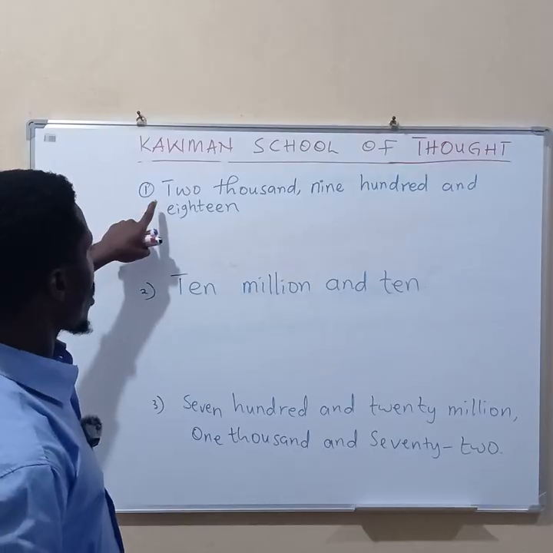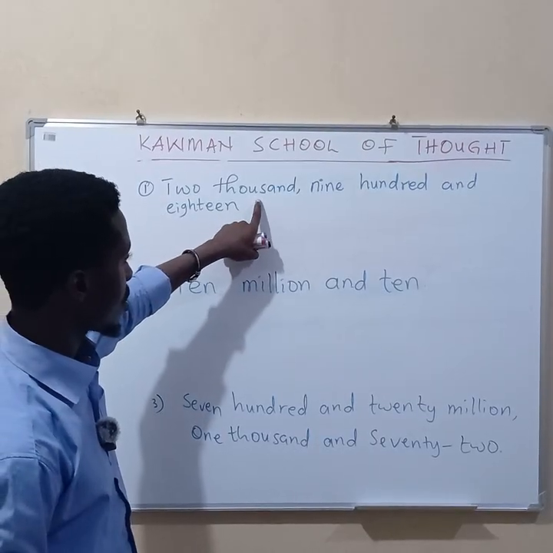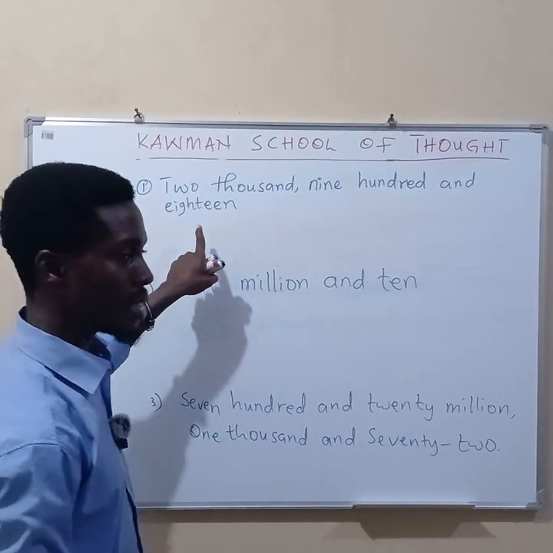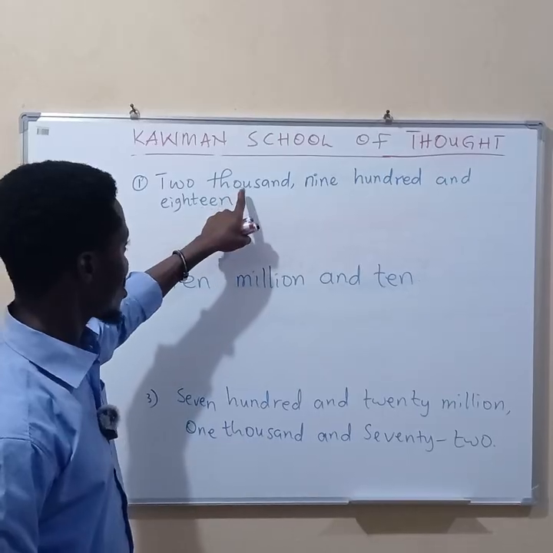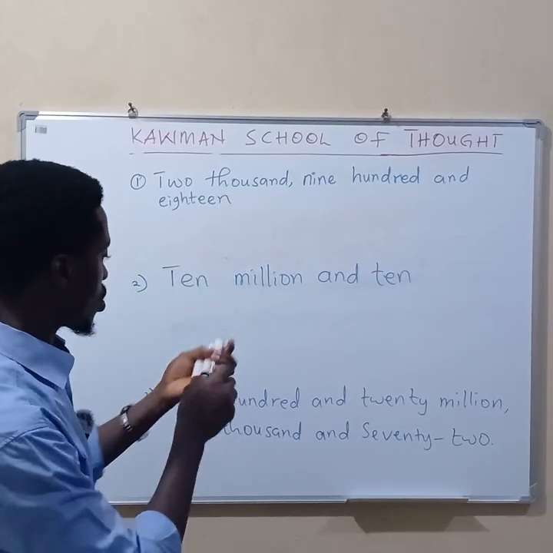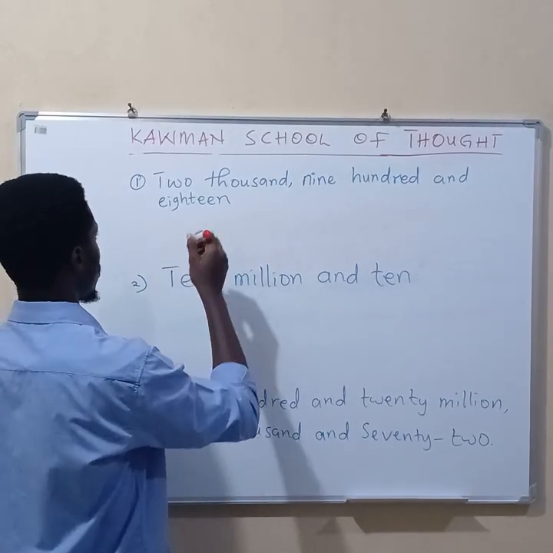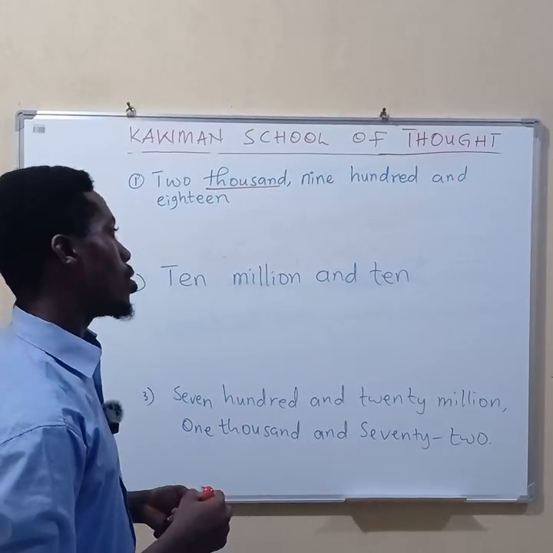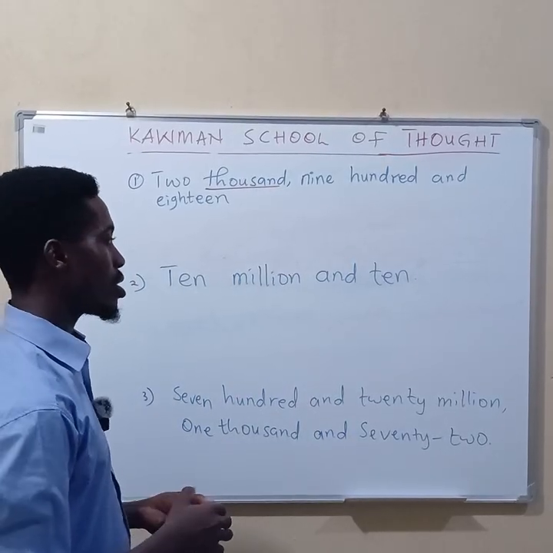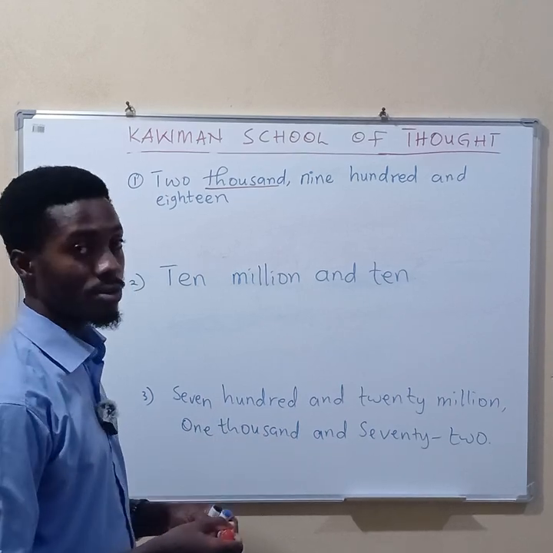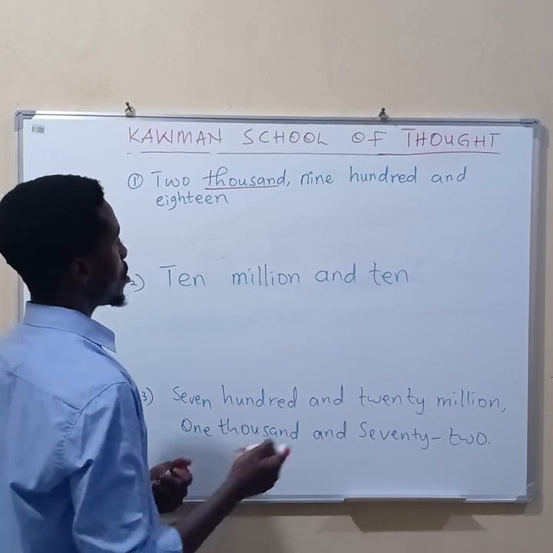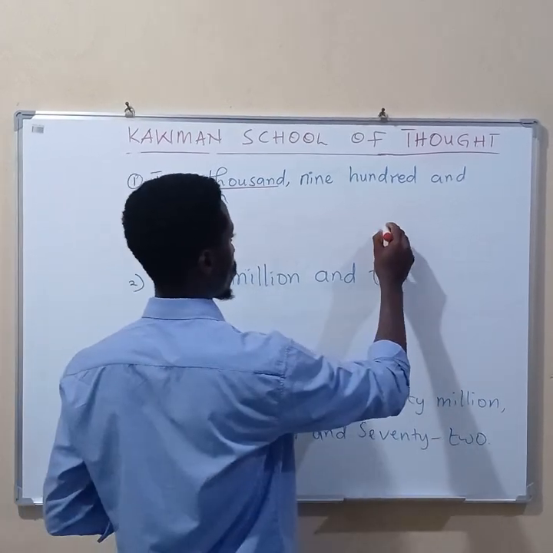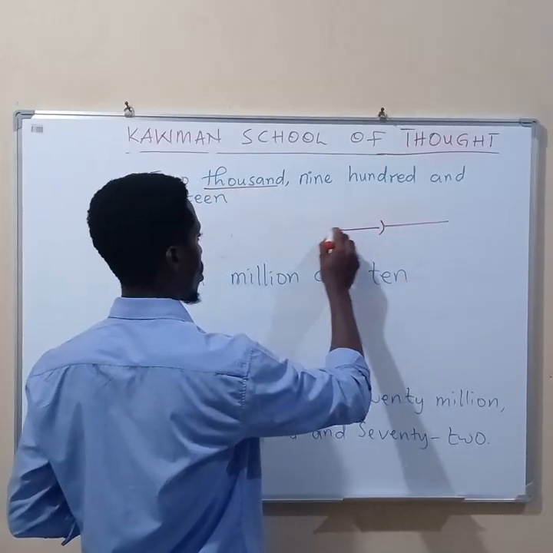Right. Example 1, 2,918. So you see 2,000. So this number is starting in the 1,000 column. See the 1,000 column. So quickly, once you know this, just write in your place value, the 1,000 column. It's going to be 2, comma.